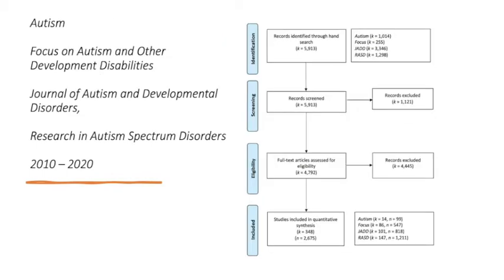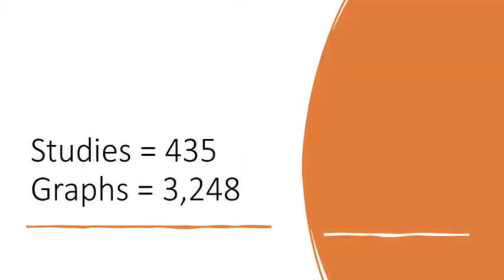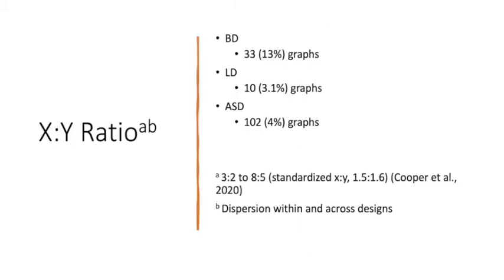And then lastly, we reviewed 4 journals focused on autism, including Focus on Autism and Other Developmental Disabilities, Journal of Autism and Developmental Disorders, and Research in Autism Spectrum Disorders. You can see there's a lot more graphs in this batch. There were 5,913. After going through the process, we identified 348 single case studies, including 2,675 graphs. When you sum all those together, it was 435 studies with 3,248 graphs.